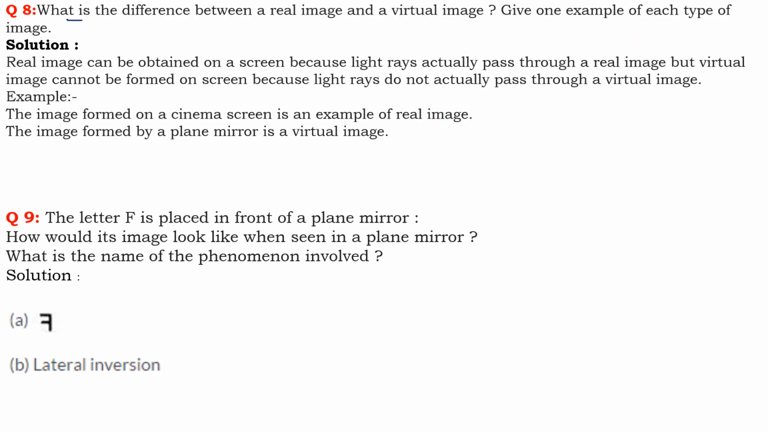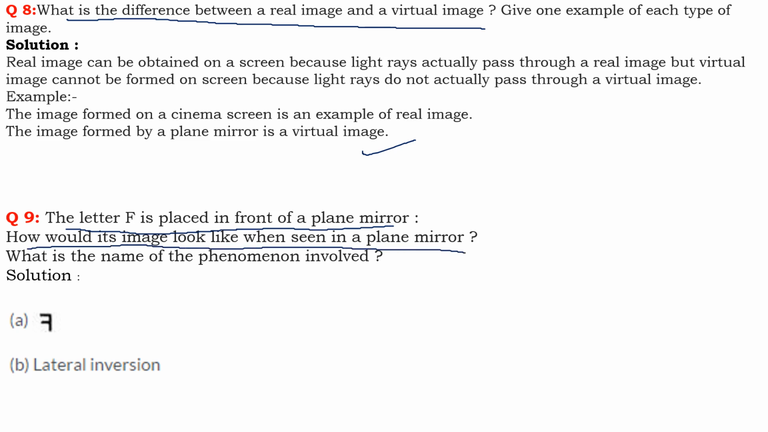Question number 8. The difference between real image and virtual image is already given to you as notes also, so you can read and write here. The letter F is placed in front of a plane mirror. How would its image look when you see it in a plane mirror?